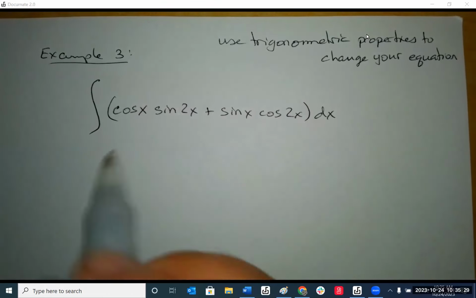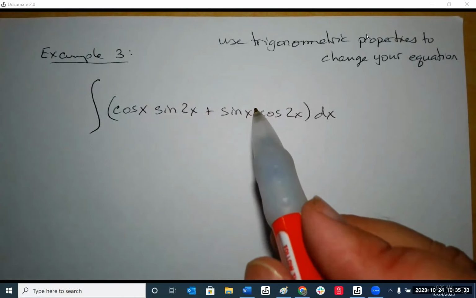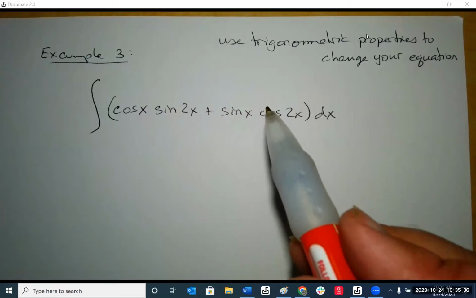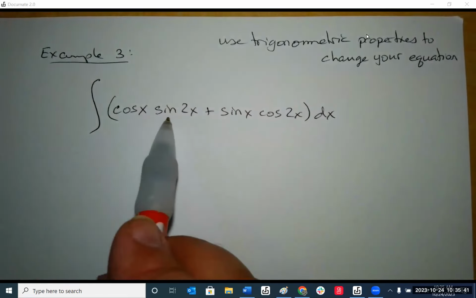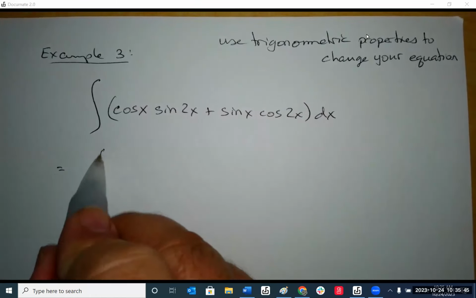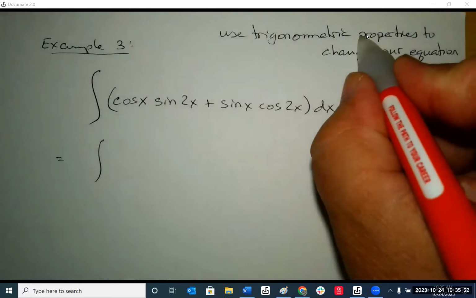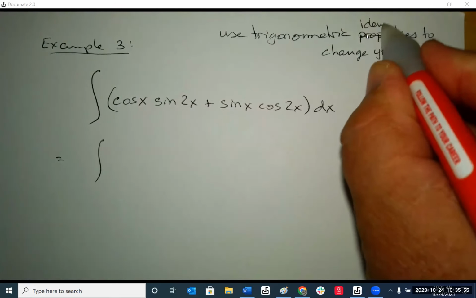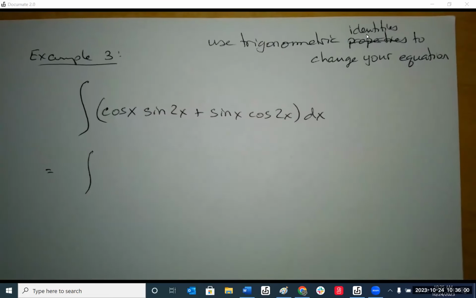What I'm saying here is, do we know what cosine x sine 2x plus sine x cosine 2x is? Look at your cheat sheet that I gave you a couple weeks ago. Look at your identities. We use trigonometric identities to transform our equation.